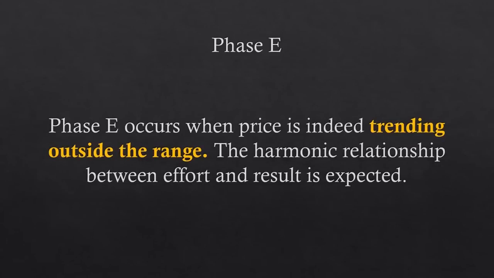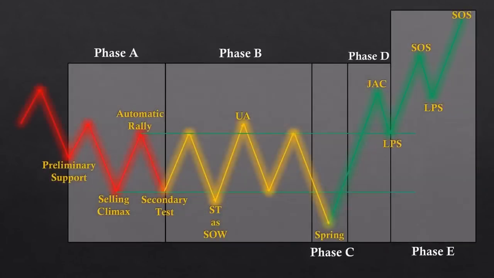Phase E will provide opportunities to enter the market in the direction of the main trend as long as we don't see signs that the trend might be losing its strength, like the appearance of a preliminary stop, for example. In an accumulation, phase E will be marked by impulse movements labeled as sign of strength and corrective movements labeled as last point of support, as you can see in this illustration.